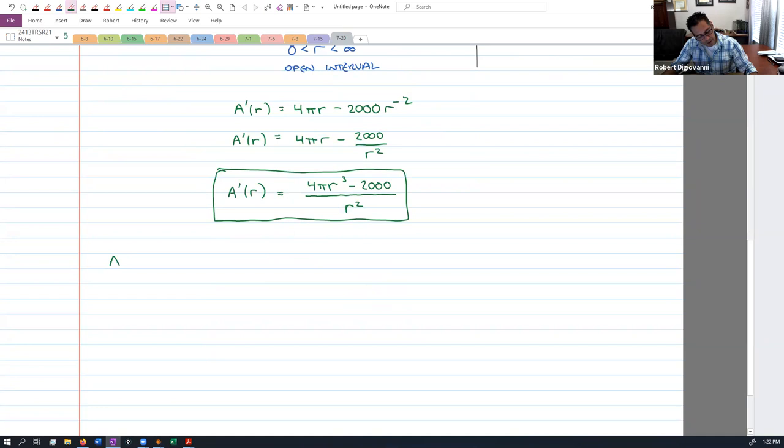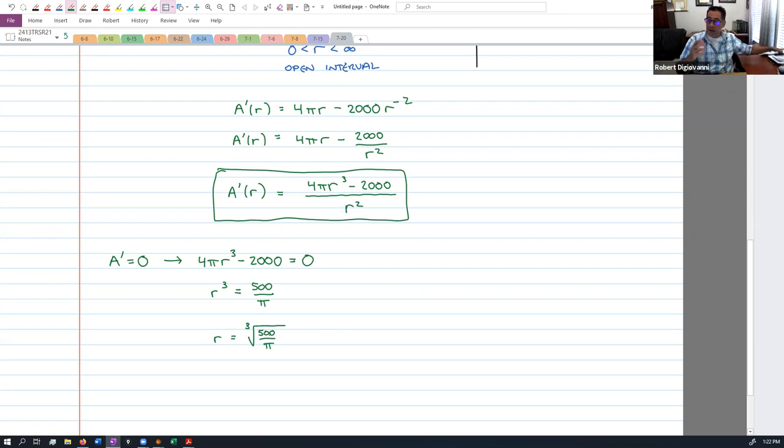Where is the derivative equal to zero? Anytime we have a fraction equal to zero, we set the top equal to zero only. I'm going to take the 2,000 to the other side, make it positive, and divide both sides by 4 pi. I should get 500 over pi. Do y'all agree? That is r cubed. And that means r has to be the cube root. I don't have to do plus or minus because I'm doing a cube root, not a square root. The cube root of 500 over pi.